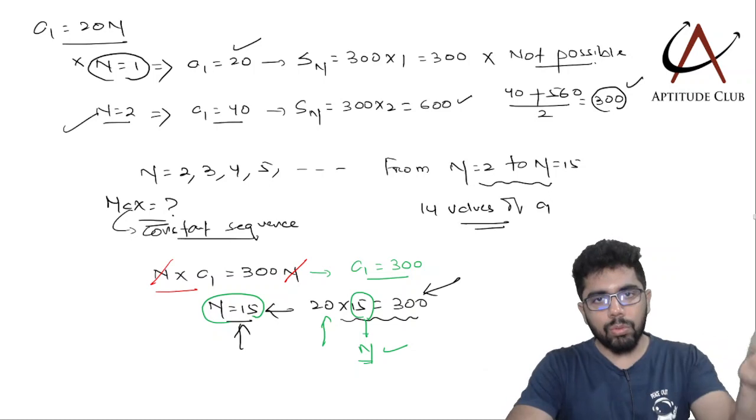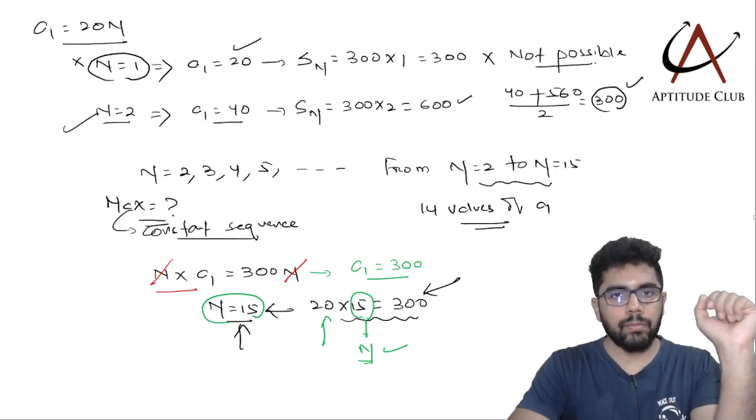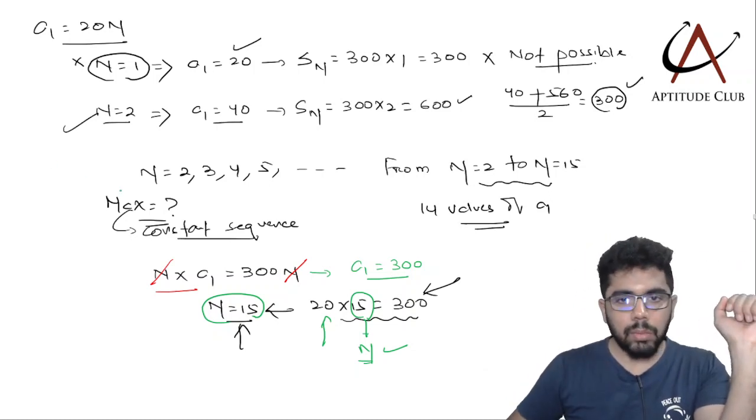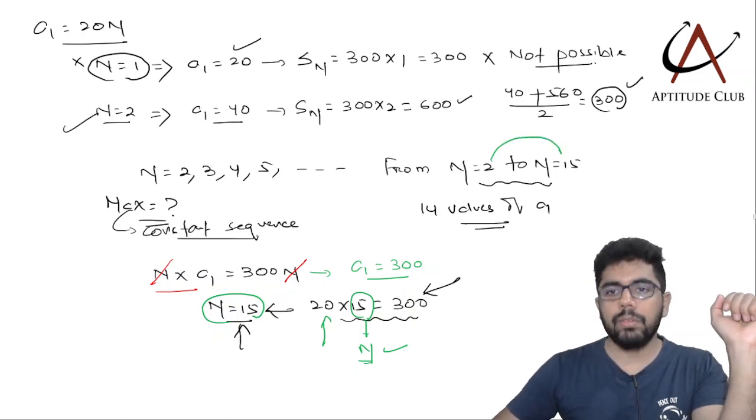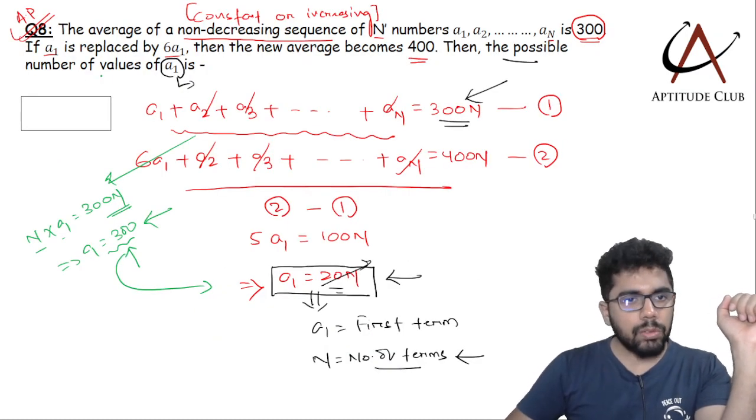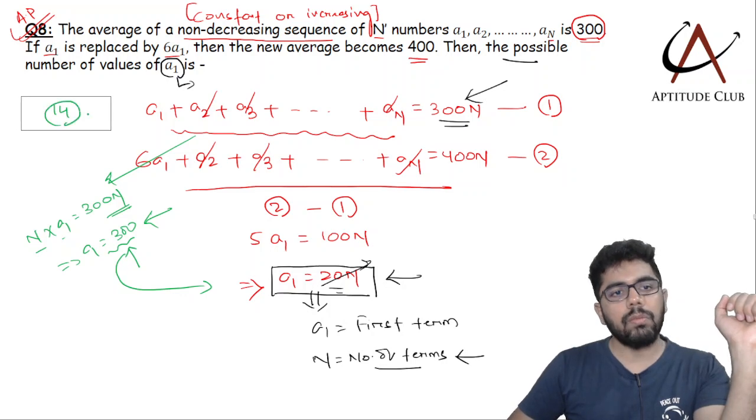N from 2 till 15. That is your last value. So I'll have 14 possible values from 2 till 15. So how many possible values of a1? There are 14 possible values of a1.